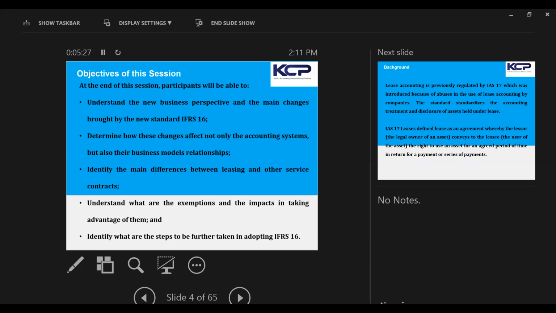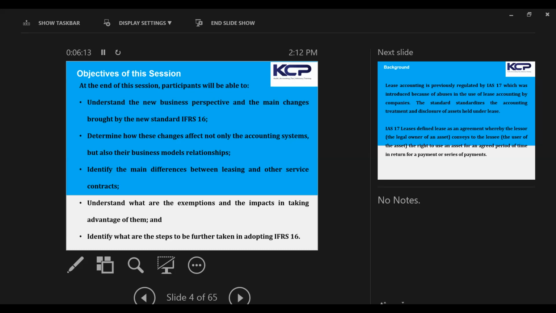In terms of financial analysis for decision making, what impact do we have, or what merit comes with IFRS 16 as compared with that of IAS 17? Then determine how these changes affect not only the accounting system, but also the business model relationship, right? So when you compare one company's financial statements with another, or make interdepartmental comparisons across various business lines, to what extent does it impact it?